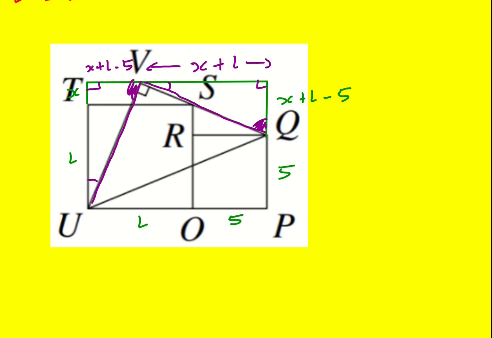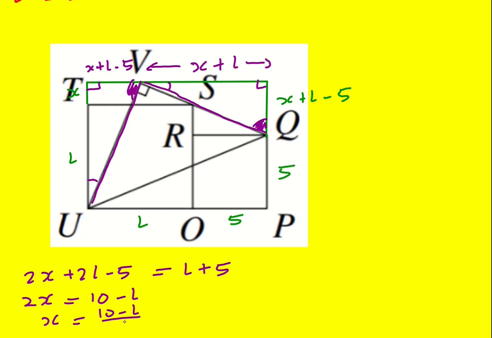And I can write down an equation because I can now equate the top length, which is going to be 2x plus 2L minus 5, to the bottom length, which is just L plus 5. The L's partially cancel, and I can get x. I can write down 2x is going to be 10 minus L, so therefore x is equal to 10 minus L over 2. So I managed to get all the lengths in this scenario in terms of L.